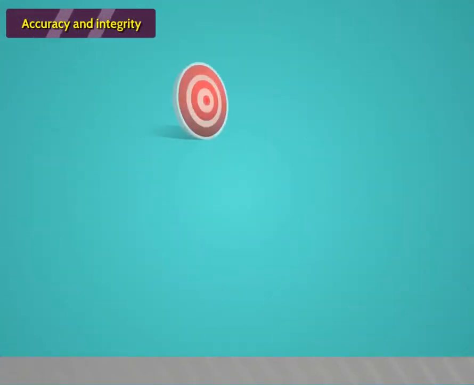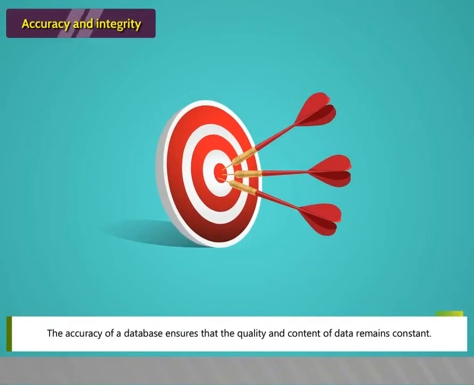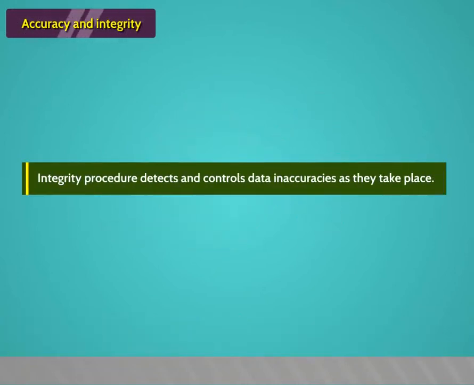Accuracy and integrity. The accuracy of a database ensures that the quality and content of data remains constant. Integrity procedure detects and controls data inaccuracies as they take place.